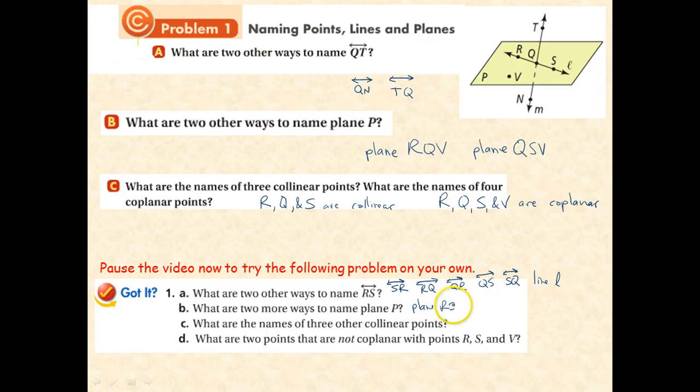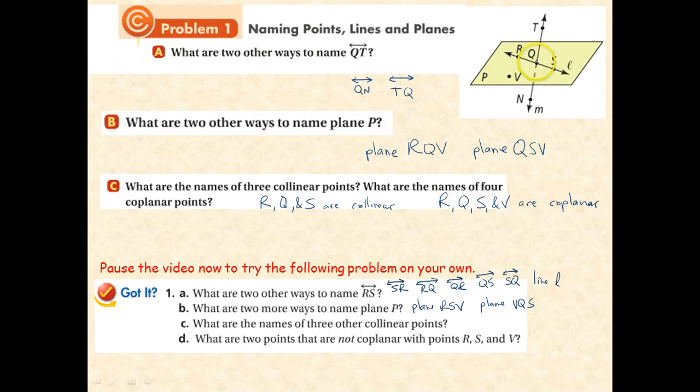Plane RSV, or we can call it plane VQS. Even though we're using the same 3 points that we used up here, they're in a different order, so technically it's a different name. Alright, what are the names of 3 other collinear points?